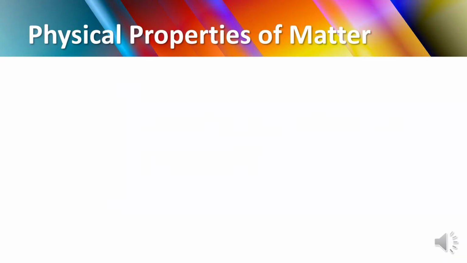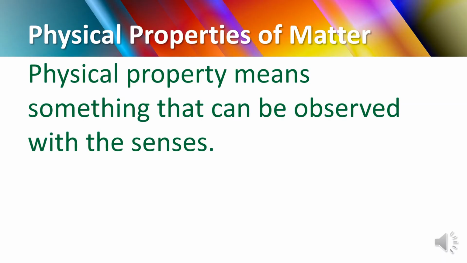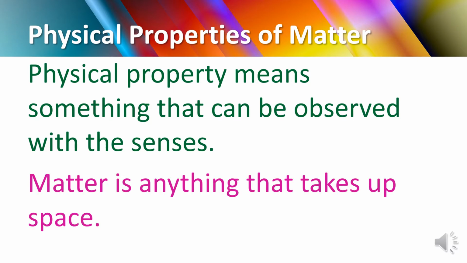Physical properties of matter. When we say physical property, it means something that can be observed with the senses. The use of senses means the use of eyes, nose, mouth, hands, or ears to perceive things. So we will be observing using these parts of our body. Matter is anything that takes up space, such as milk, pen, or balloons.